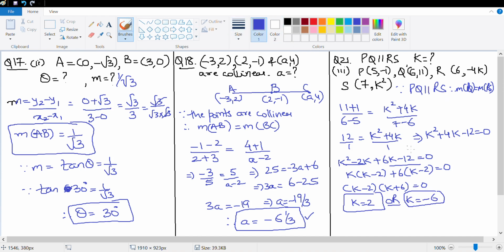So that's about it from my side. This finishes this exercise. Let's look at the homework question for you. Only two questions, question number 19 and question number 21, part 2.